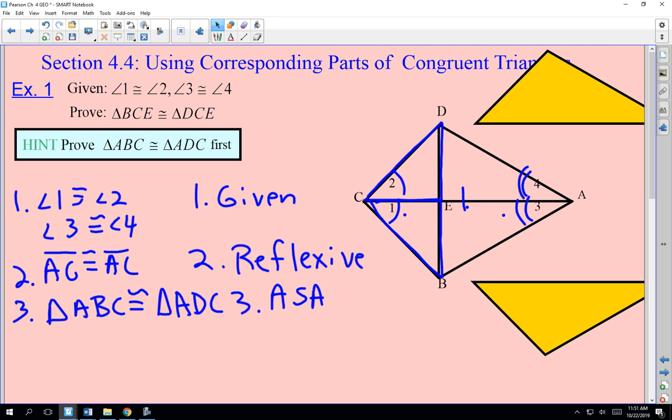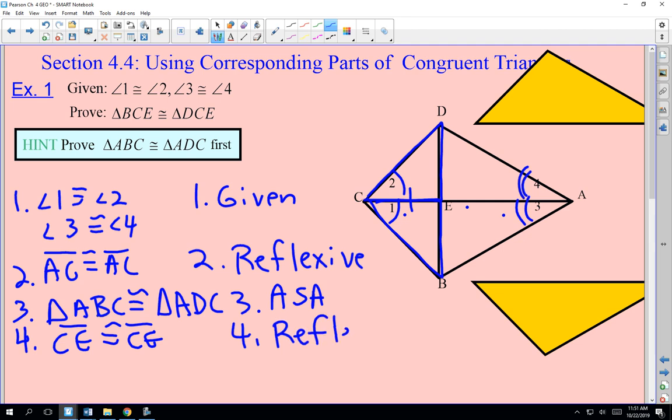But I can state that CE, I can move this right here, that where it was doesn't help us, but CE is congruent to CE for the same reason that AC was congruent to AC. It's a shared side between the two triangles you're trying to prove are congruent. So number 4, we're going to say CE is congruent to CE by reflexive property. And now I have an angle and a side congruent in each of the two triangles.